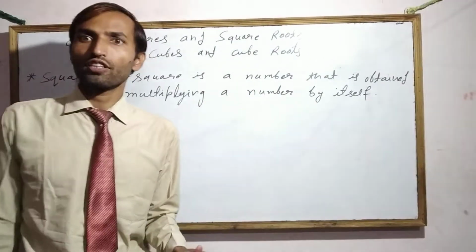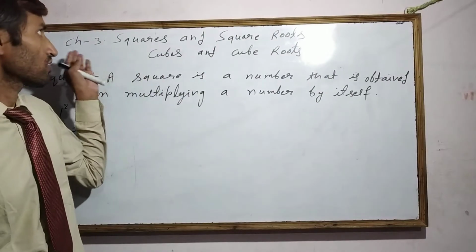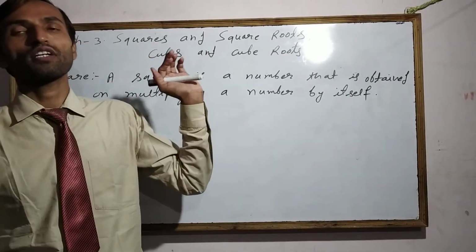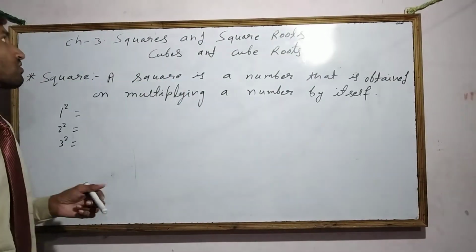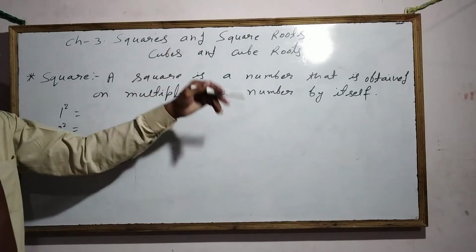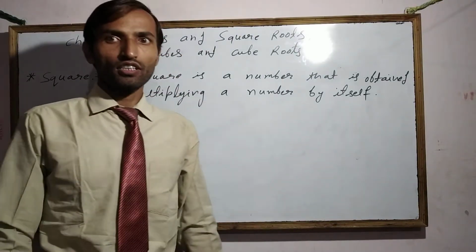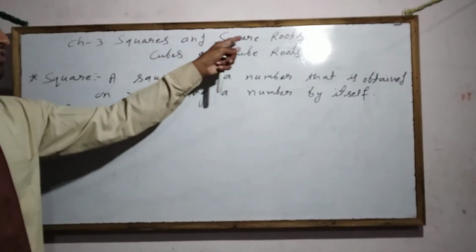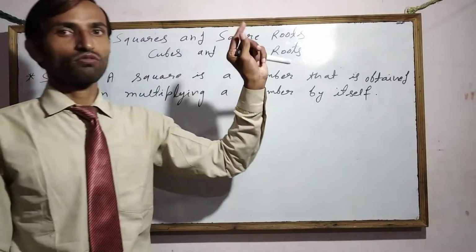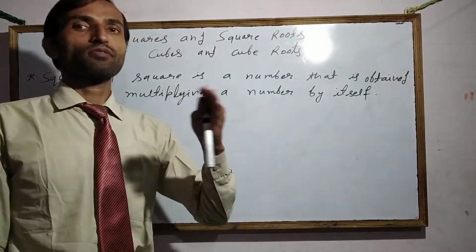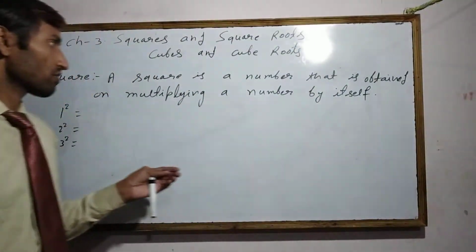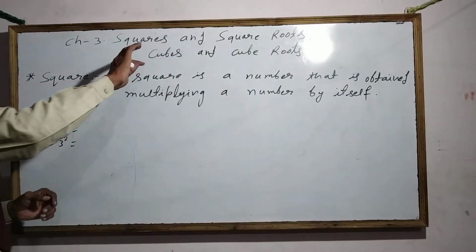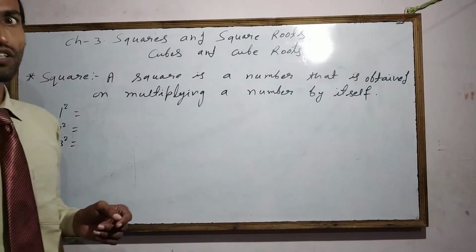Last class I revised chapter 2, that is exponent and power. Now I want to revise the third chapter, square and square root, cube and cube roots. First I will explain square numbers, then square roots, then cubes and cube roots. There are 4 topics, so I will explain step by step. Today I will explain only squares, the properties of a square, and Pythagorean triplets.